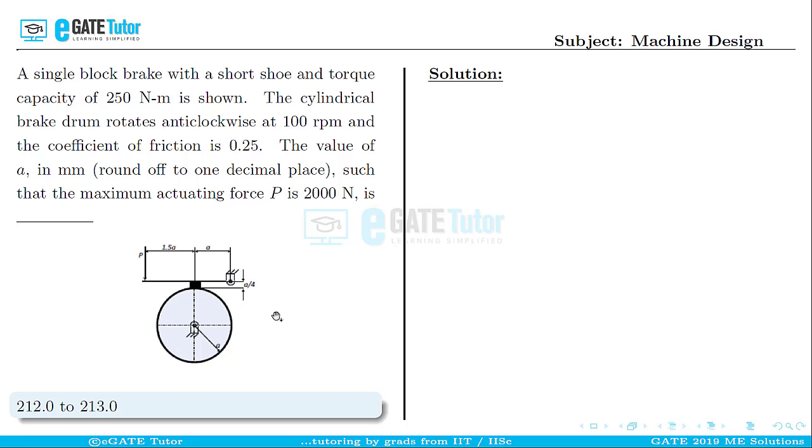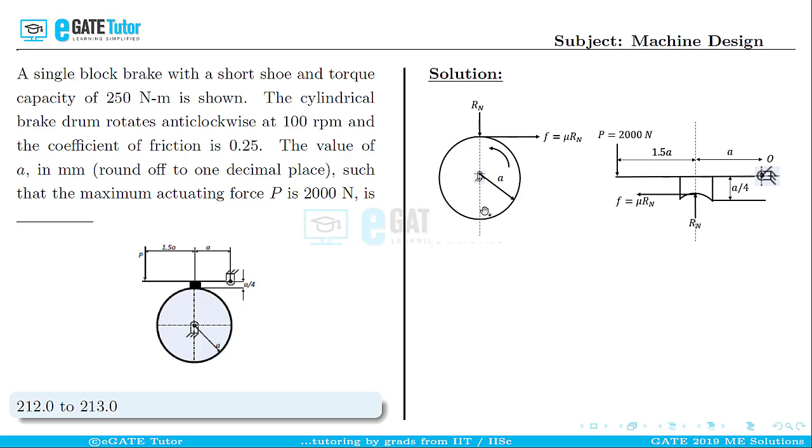It is to be noted that in the given block brake we have a brake drum, and a shoe which is attached to a lever, and it has a fulcrum here. So let us try to draw the free body diagram separately of the shoe with the lever and the drum. So this is the drum and the direction of rotation of the drum is given as anti-clockwise. So when the drum rotates anti-clockwise, friction develops on the drum towards the right, which is exactly opposing the direction of motion of the drum. And since the drum is in contact with the shoe which is attached to the lever, the shoe will exert a reaction force Rn downwards.